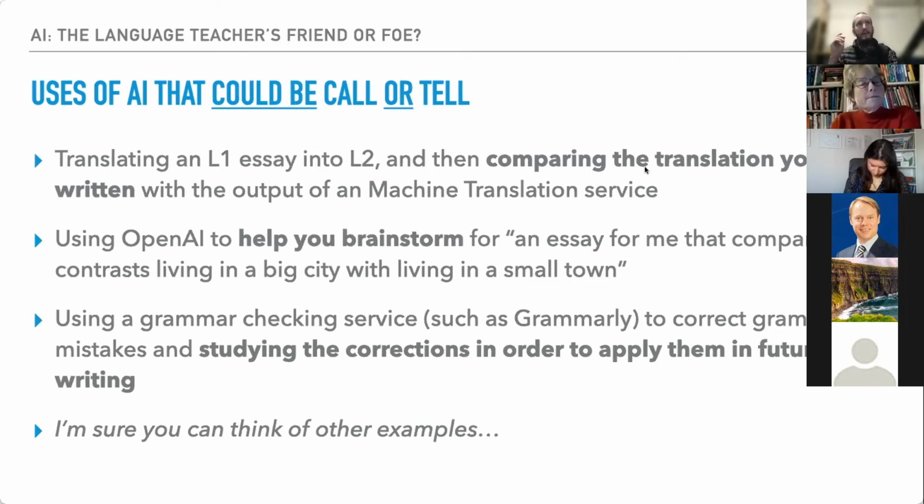So what are some uses of AI that could be CALL or TELL as we traditionally understand those concepts? So I'm going to flip around those three examples I gave that were not CALL or TELL. Translating an L1 essay into L2 and comparing the translation you have written with the output of machine translation. So first of all, you translate the essay yourself, using your own brain, your own L2 knowledge and skill, and then you see how the machine would do it and you compare. Is one of these translations more natural than the other? Is one of these translations more accurate or better than the other? And how is it better? How is it more natural? That way the student can maybe improve their own ability to write in L2.